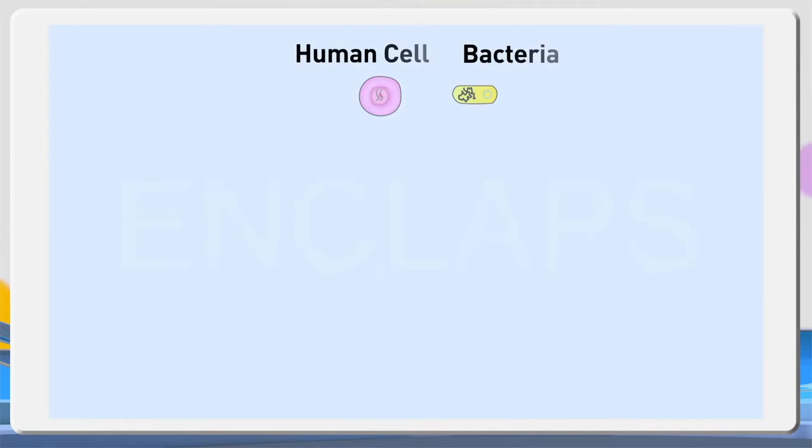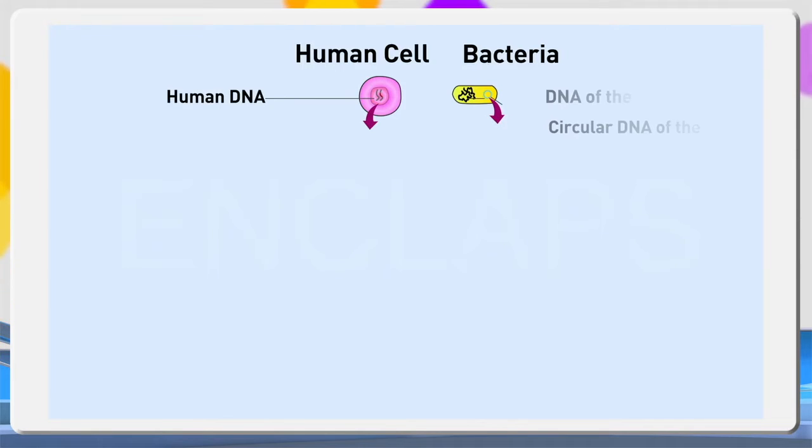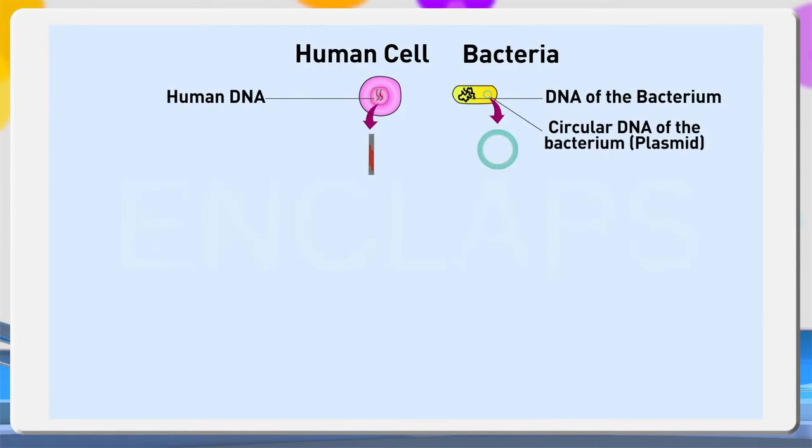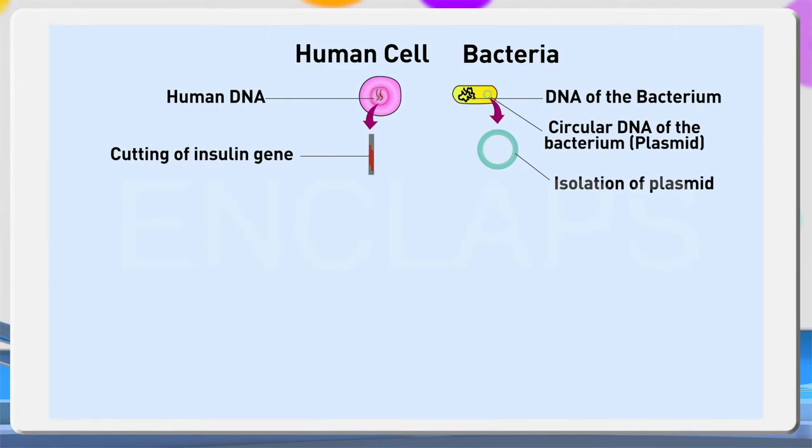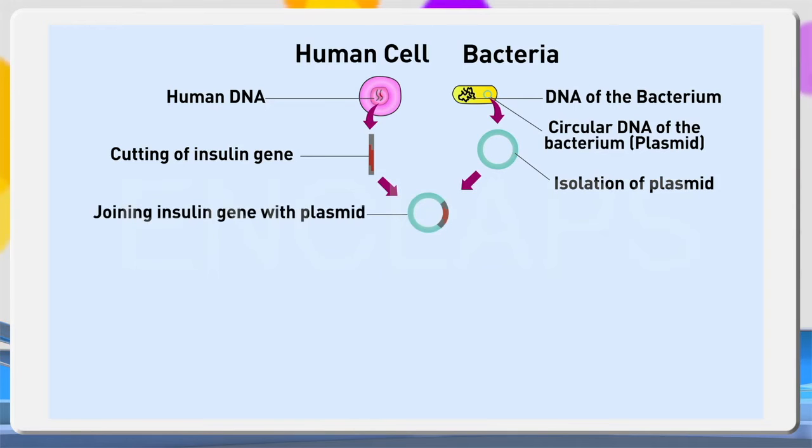Now let's understand the process. The various stages in the production of bacteria that are capable of producing insulin. Step number 1. Cut the gene responsible for the production of insulin from the human cells using restriction enzymes. Second, join insulin producing gene with the plasmid. Plasmid is a circular DNA of the bacteria using the enzyme ligase.